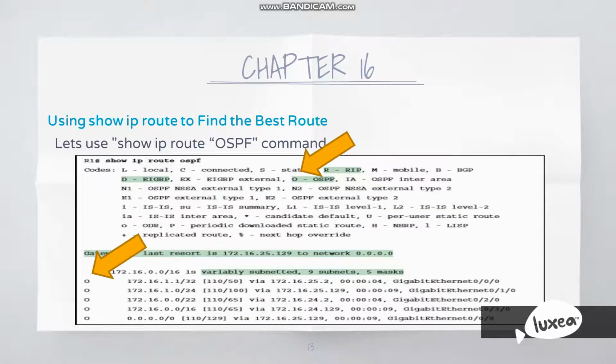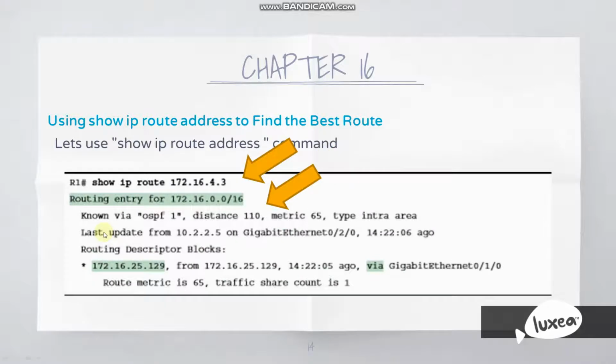We have many ways to figure out what choice a router makes for choosing the best route. Let's use the show IP route OSPF command. OSPF means Open Shortest Path First. Look at the picture, and this shows a series of overlapping routes. O means OSPF, and down below we can see the line and which one is OSPF here.